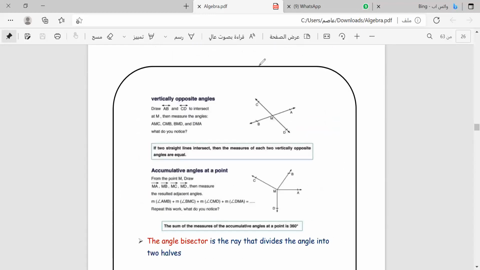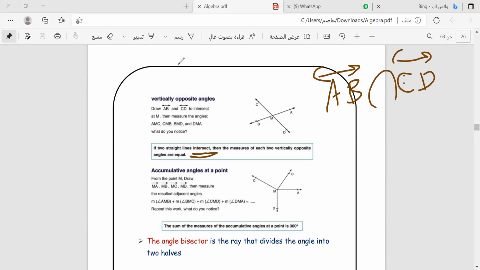Vertically opposite angles. If two straight lines intersect, then the measure of each two vertically opposite angles are equal in measure. Like in this figure, we have two straight lines intersect. Here in this figure, straight line AB intersects straight line CD at point M.